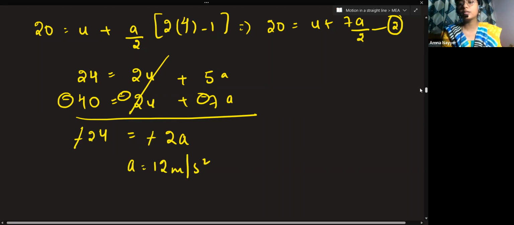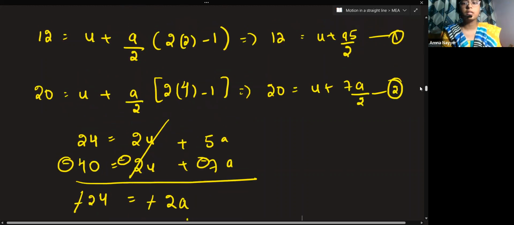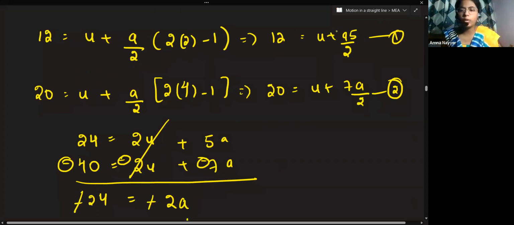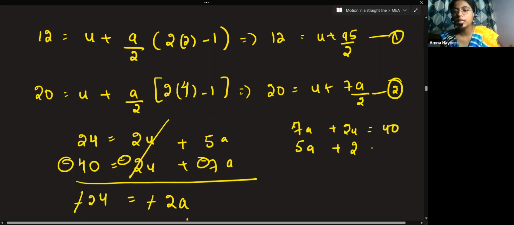These two equations were there, no? So that becomes 24. This becomes 2u. That becomes 5a. Fine. Or you can even reverse the equation if you wish to avoid the signs. Like you can write it in this way. 7a plus 2u is equal to 40. And you can write 5a plus 2u is equal to 24. Like this also you can.